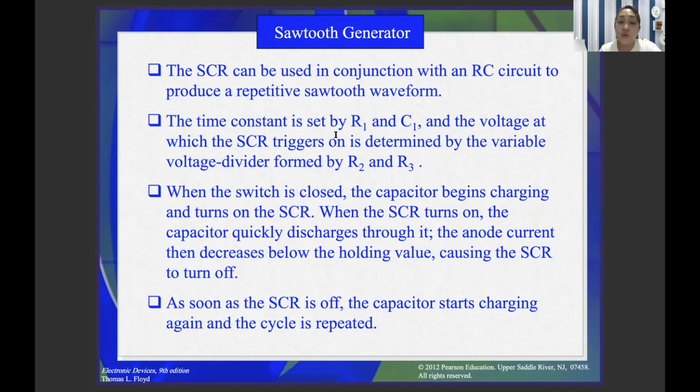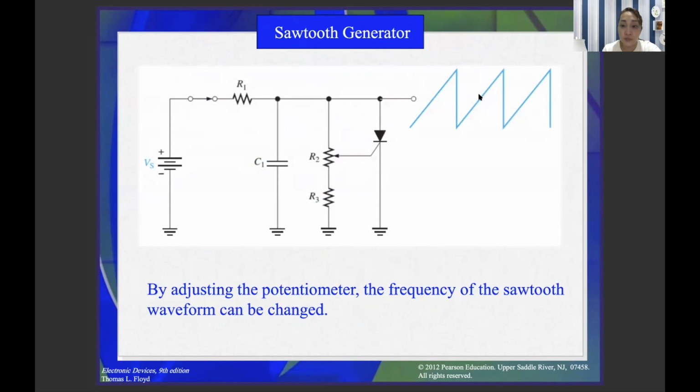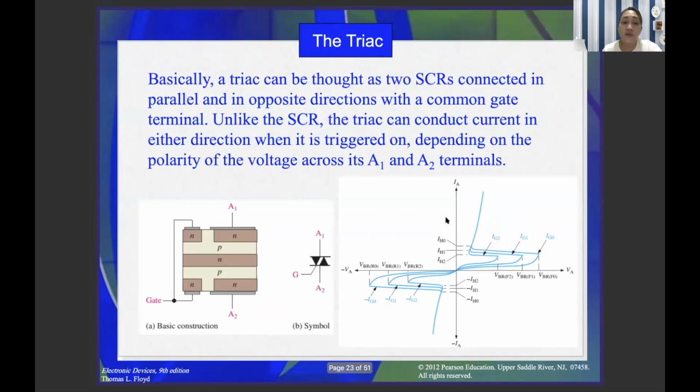When the switch is closed, the capacitor begins charging and turns on the SCR. When the SCR turns on, the capacitor quickly discharges through it. The anode current then decreases below the holding current, causing the SCR to turn off. As soon as the SCR is off, the capacitor starts charging again, then the cycle is repeated. That's why it is a Sawtooth Generator, this one. By adjusting the potentiometer, the frequency of the sawtooth waveform can be changed. So we have Triac.